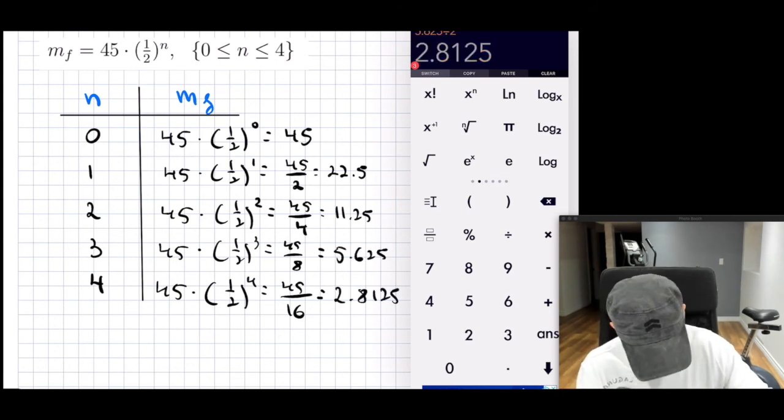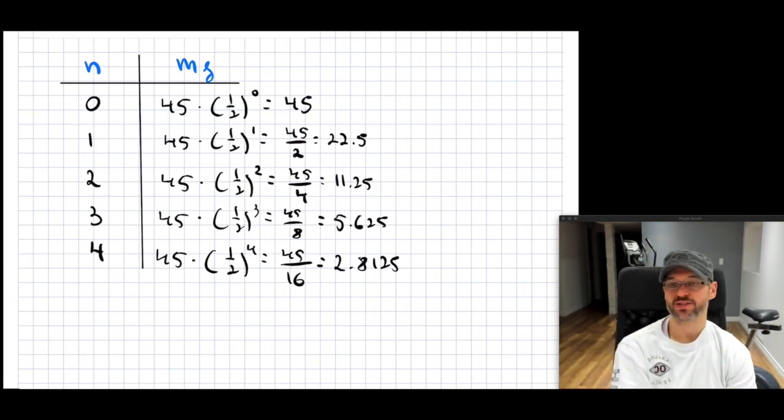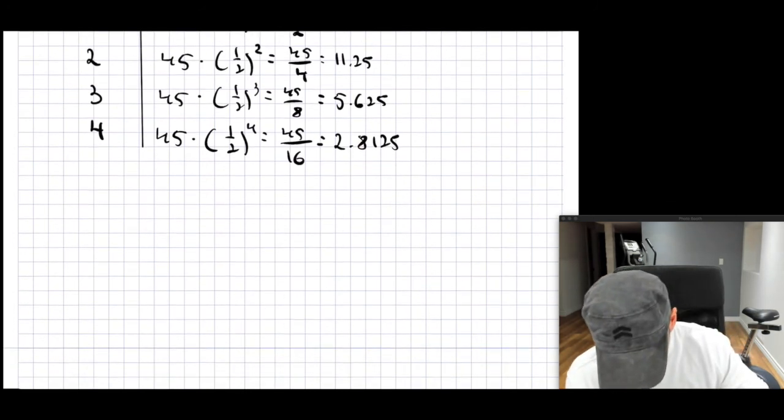All right, and we're back. So this is the table of values for the restriction given. Notice it starts off really big, 45, and then it just keeps getting halved. So it's basically shrinking. This looks like it's just a half-life problem. And now we can go ahead and try to graph this.